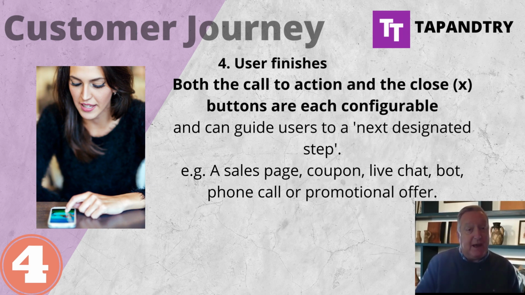Similarly, the little cross button, the one that goes up in the top right-hand corner of your screen, is also configurable. That means that if somebody is Xing out, we can give them a last-minute offer, we can give them a last bit of information, or we could guide them to other products that may be more suited to their needs.